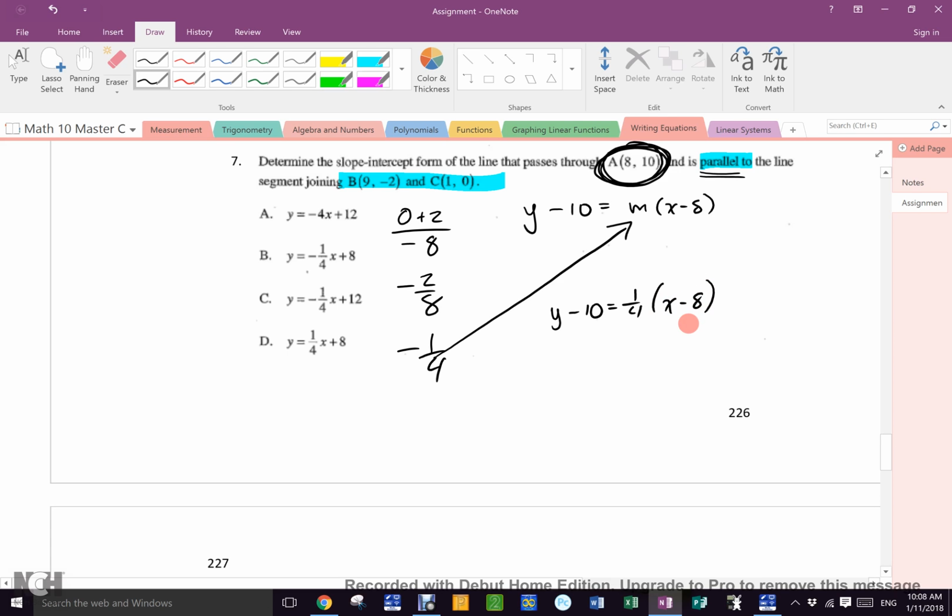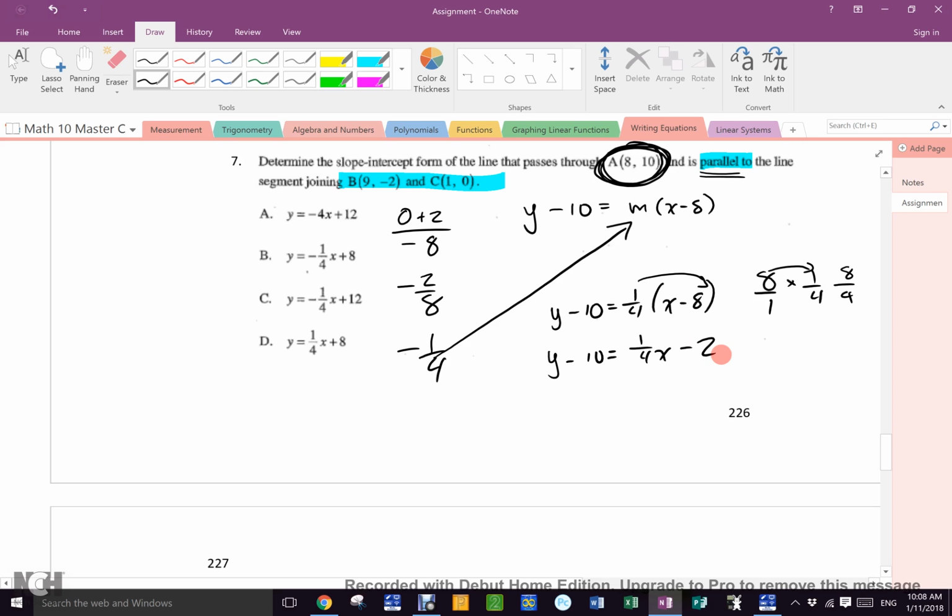But I need slope-intercept form, yeah? So I got to get rid of the brackets. Y minus 10 equals negative 1/4 x. Now, what is 8 times 1/4? 2. Because that is 8 times 1 over 4. What's 8 really? 8 over 1. What's 8 times 1? 8. 4 times 1, 4. 8 divided by 4 is 2.